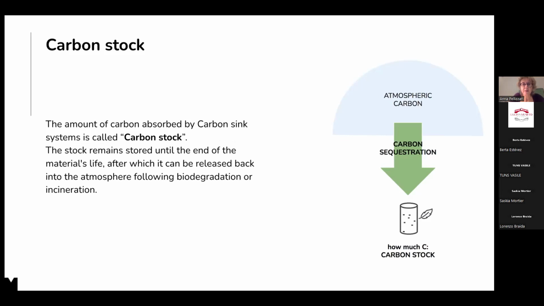Carbon stock is the amount of carbon that's being absorbed by carbon sink systems. So the stock remains stored until the end of the material's life, after which it can be released back into the atmosphere following biodegradation or incineration. So the longer it stays in the material, the better.